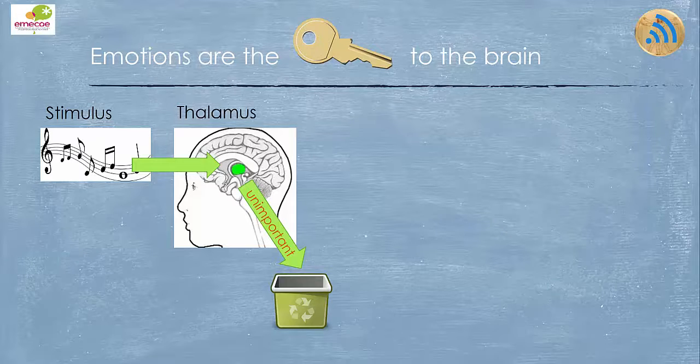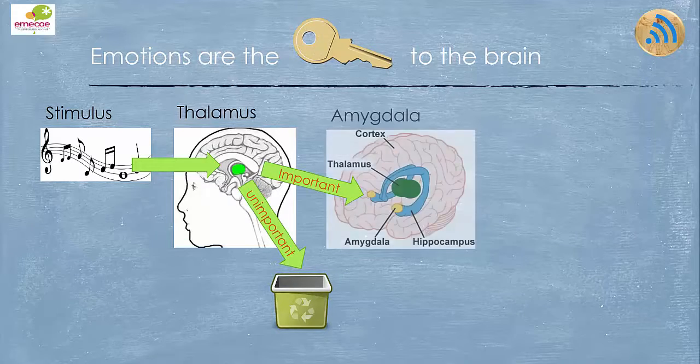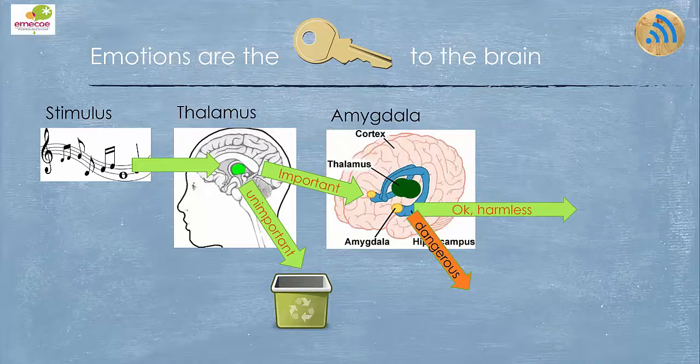This is an important filter. We do not want to worry about all kinds of background noise, cars passing by, and other irrelevant signals in our environment. If the stimulus is perceived as important, or at least potentially important, the thalamus will let it through and pass it on to the amygdala. In our picture, we see two of these yellow almond-shaped objects. Here, incoming signals are checked for their emotional content. Is the incoming stimulus associated with danger, or does it seem harmless?